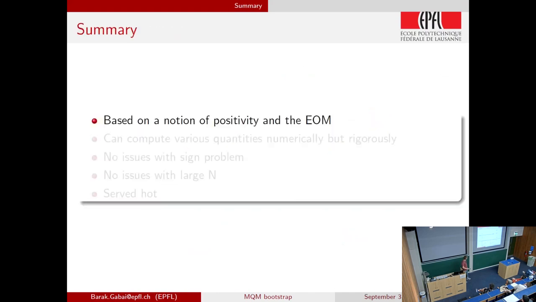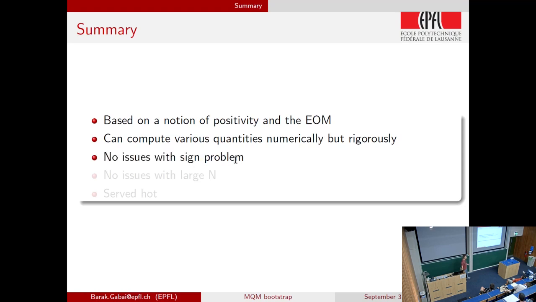So the main point is that based on some notion of positivity, together with equations of motion, we can compute different quantities, these simple observables, in these matrix quantum mechanics theories, numerically but rigorously. We don't have any issues with the sign problem or with large N. Even though the example I showed you doesn't have a sign problem, in principle we have no issues with sign problems. And we can do it now at finite temperatures.